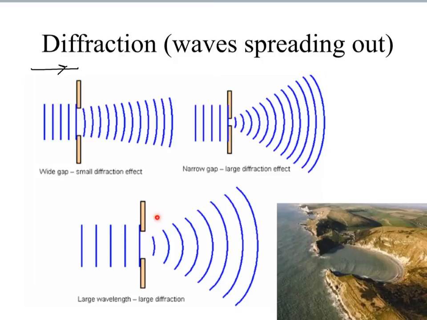In this final example at the bottom here, we still have a larger gap, similar to this example, but this time the wavelength is also much larger. And since the wavelength is similar to the gap size, we get a lot of diffraction occurring.